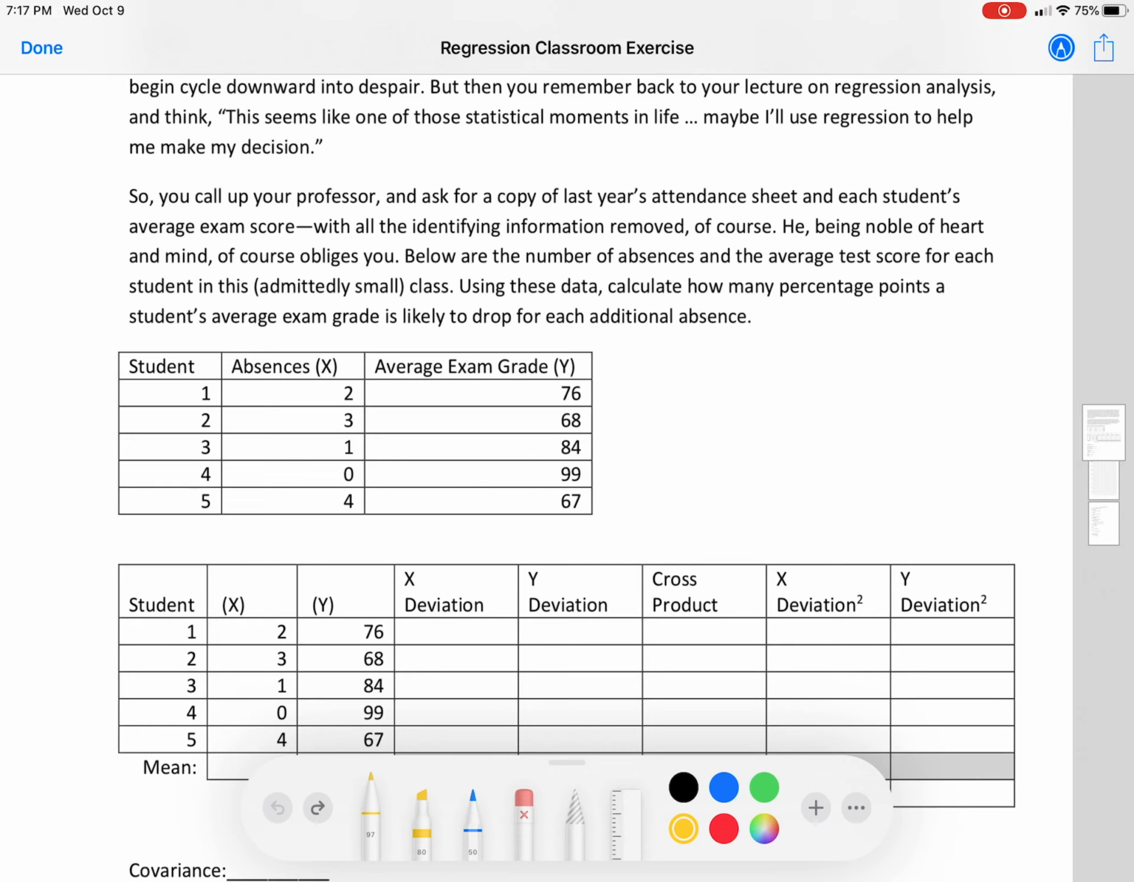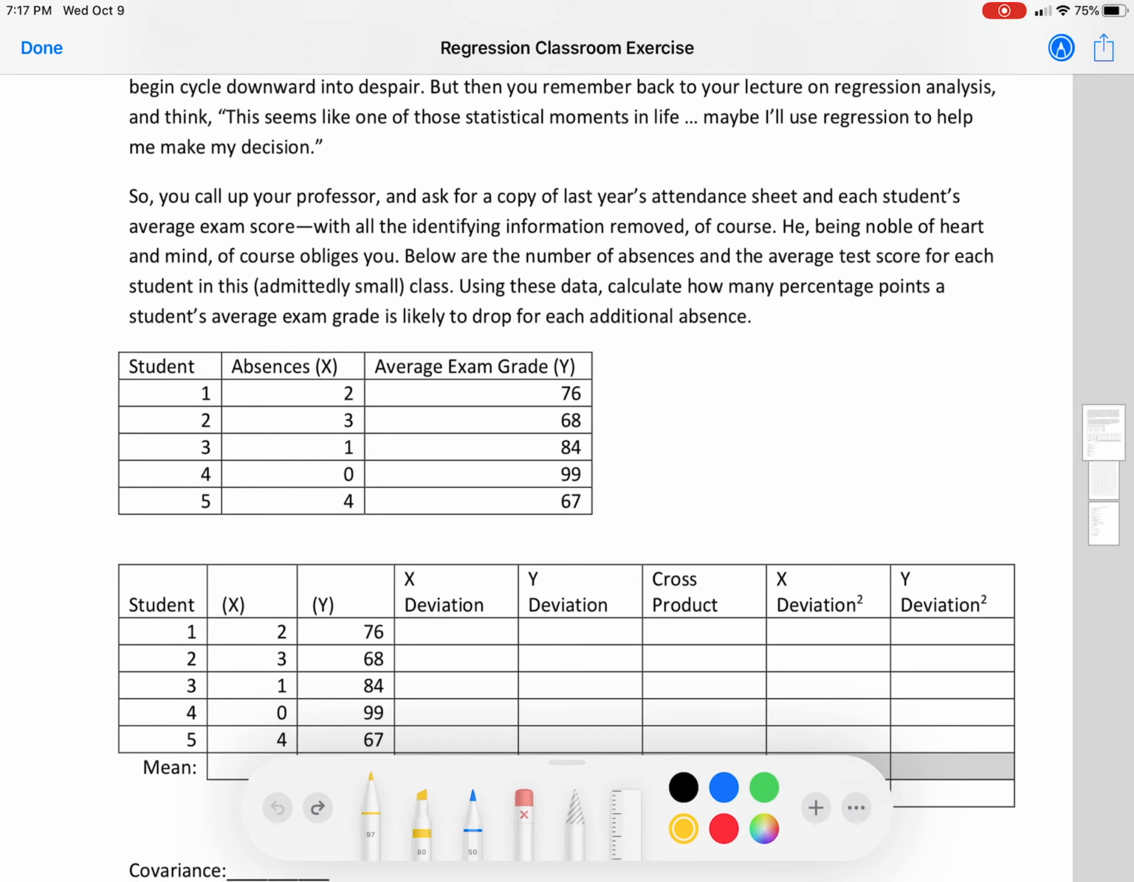Below are the number of absences and the average test score for each student in this admittedly small class. Using these data, calculate how many percentage points a student's average exam grade is likely to drop for each additional absence. In other words, if you miss one time, how much will your exam grade likely drop? If you miss 2 classes, how much will it drop again? So to do this, you're going to need to create a regression equation.